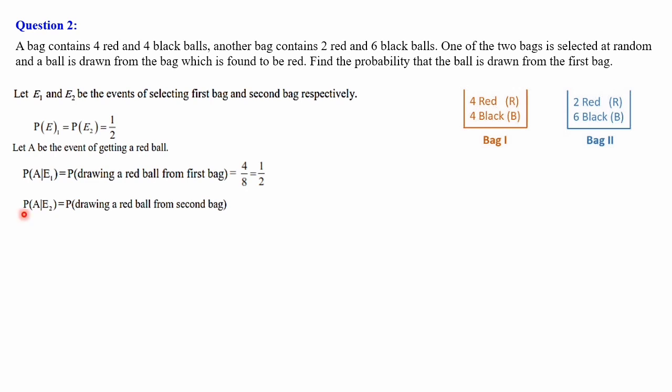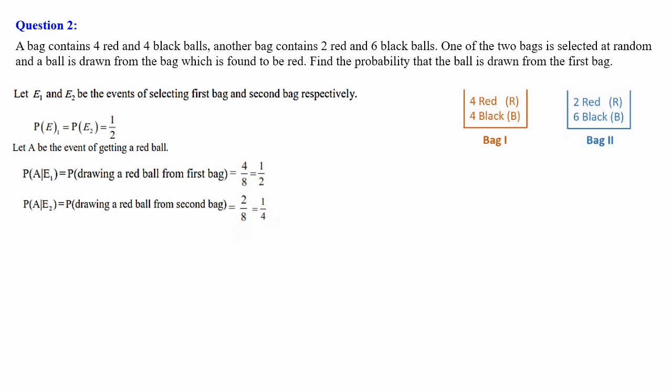Next is probability of A given E2. That is the probability of choosing a red ball given that the red ball is from bag 2, the second bag. In bag 2 there are 2 red balls, total 8 balls. That is equal to 2 divided by 8, which is equal to 1 divided by 4. You can cancel 2 and 8, giving 1 by 4.